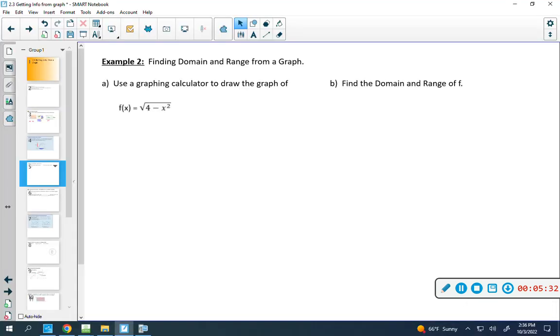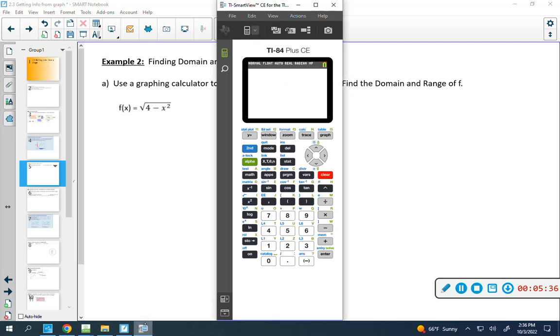Now, I didn't give you a grid. I don't need any fancy graph, but we do need to take a look at it here. So let's type this guy in. Minus x squared. And if your window doesn't look like mine, don't forget you hit zoom 6, which puts you back in the 10 by 10.